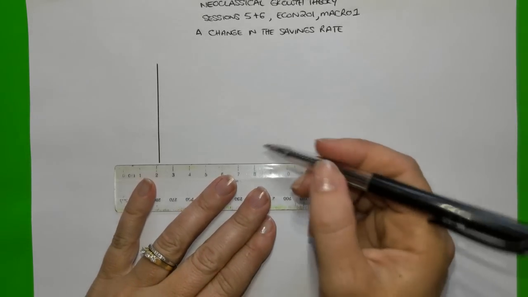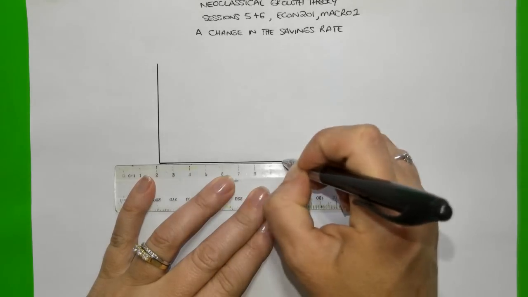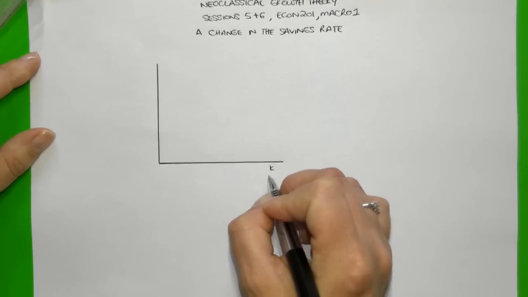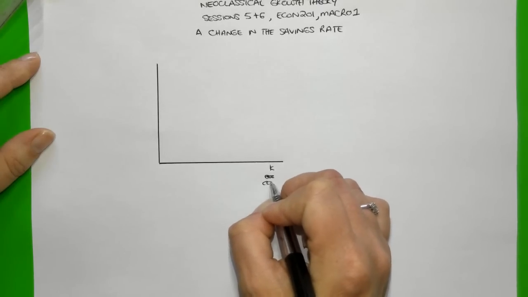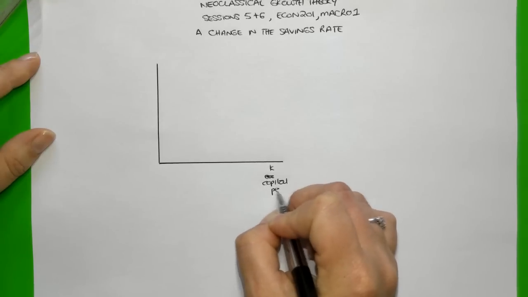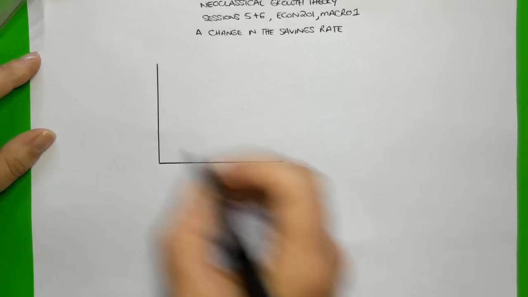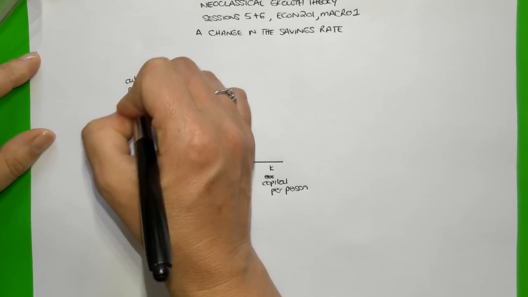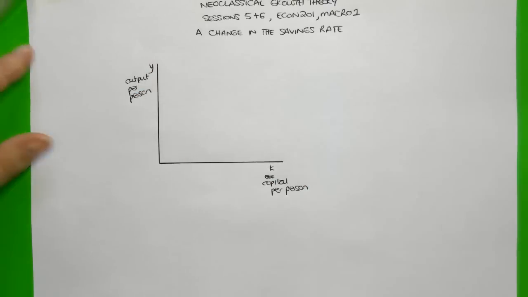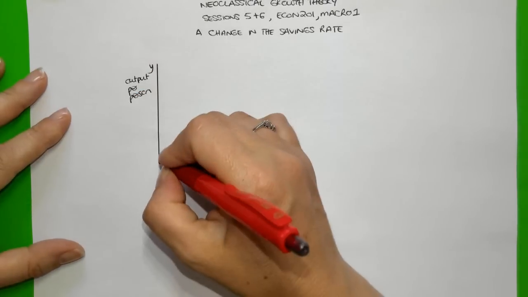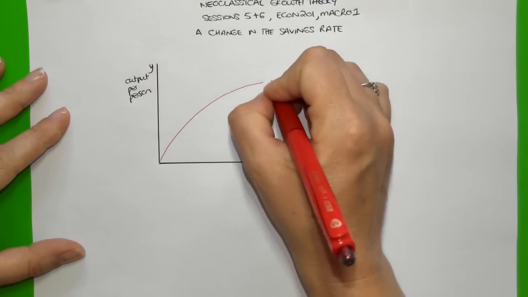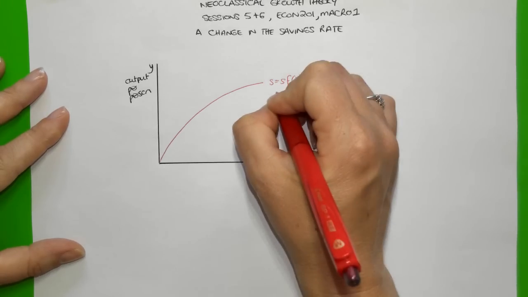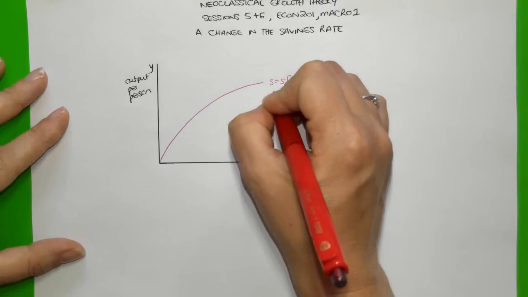So I'm drawing in the savings function on my neoclassical growth theory model. Specifically, if you recall, here we've got capital per person, and on the vertical axis, we have output per person. And if you recall, the savings function looked like this. S is equal to sf(k), or is equal to sy.